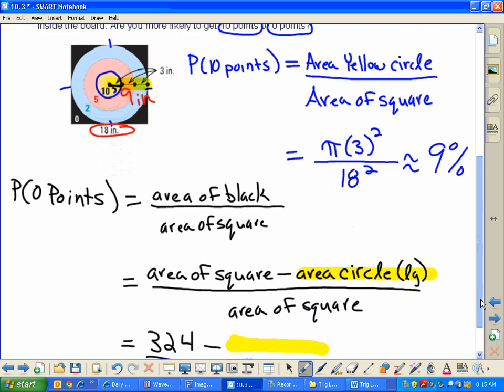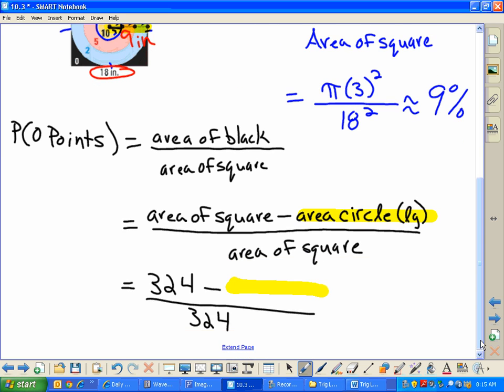So to get the area of the big circle, we're going to do pi times our radius squared. And then we can throw that into our calculator. So we have 81 pi. And we're supposed to subtract that from 324, and divide it by 324. I got about 0.214. So I got about 21%.